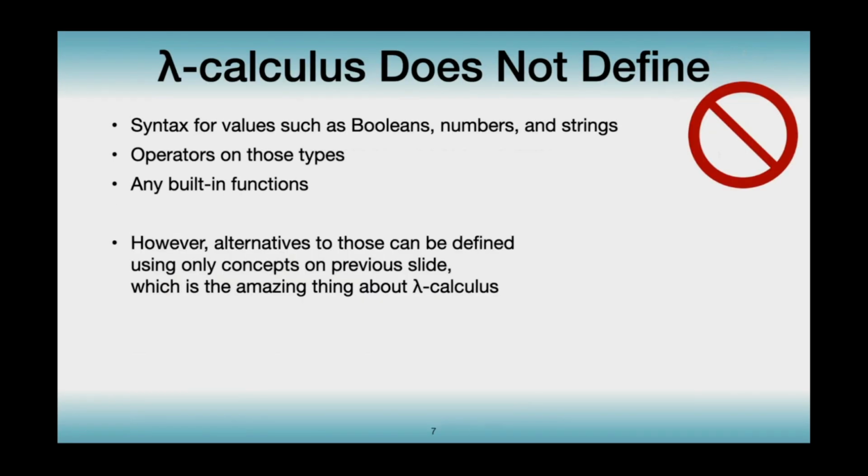There are a lot of things that are not defined in Lambda Calculus. There is no syntax for values like Booleans or numbers or strings. There's no operators that work on those types, and there's no built-in functions. Everything is just a function that you define. However, all of those missing things can be defined with just the concepts that we saw on the previous slide, and that's what makes Lambda Calculus so amazing.